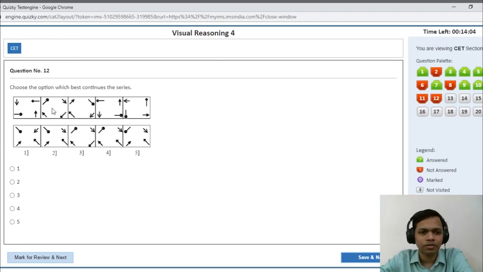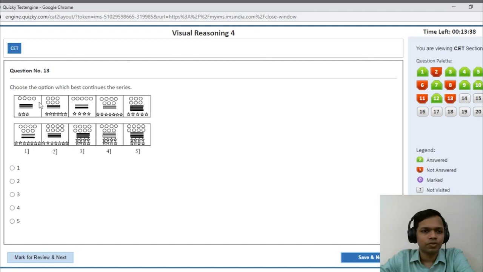Okay, so I'm looking at the alternate figures because it might become a little easy that way. So my answer is either 1 or 2, those two I have shortlisted. 1 or 2, what is the difference? The arrow. Okay, how is the movement? Alternate, it goes 45 degrees. Yeah, so should be 1, I think.